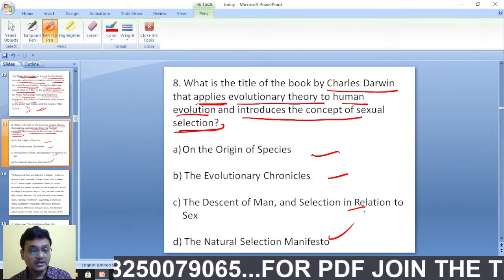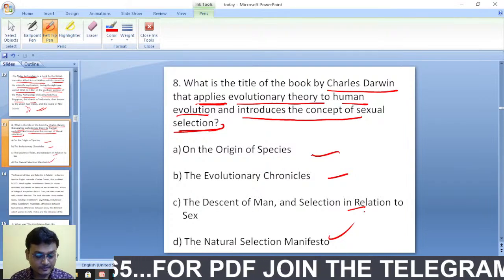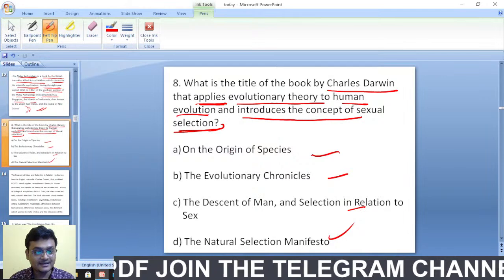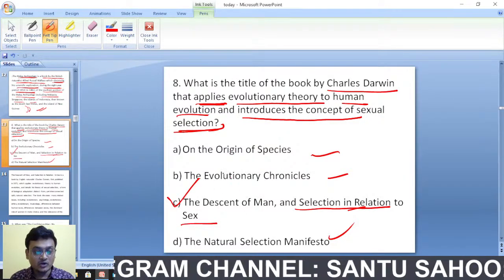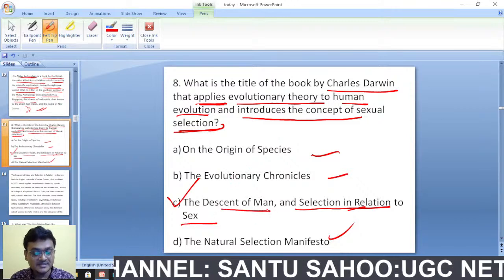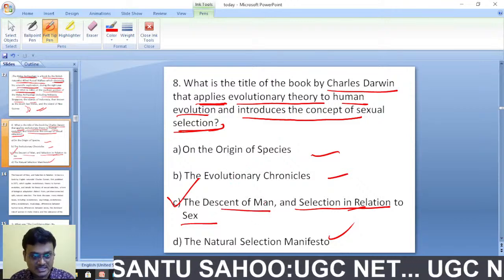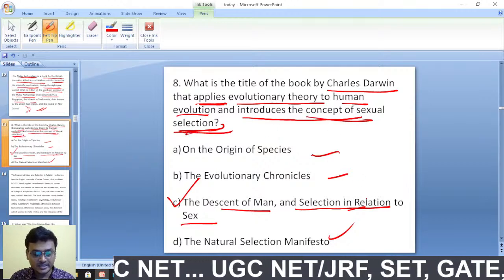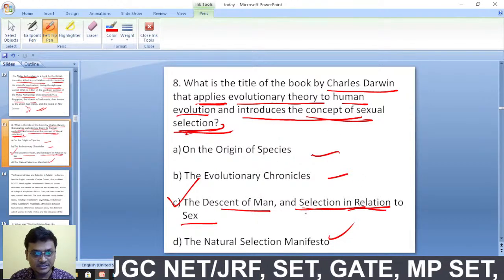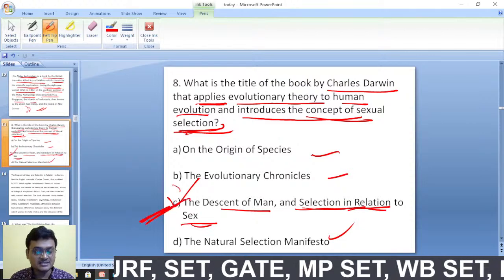Excellent, Anindya. It is The Descent of Man. Exactly, The Descent of Man and Selection in Relation to Sex. Origin of Species and The Descent of Man are works by Charles Darwin. The concept of sexual selection is also given in the title, selection in relation to sex. The Descent of Man by Charles Darwin.